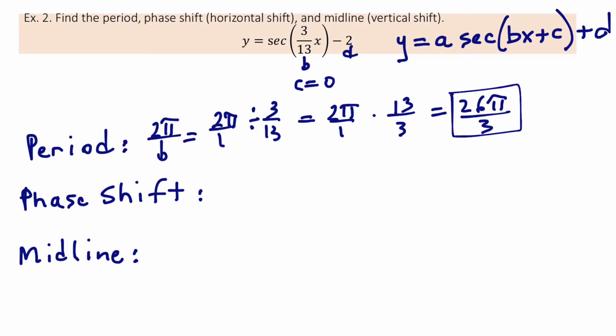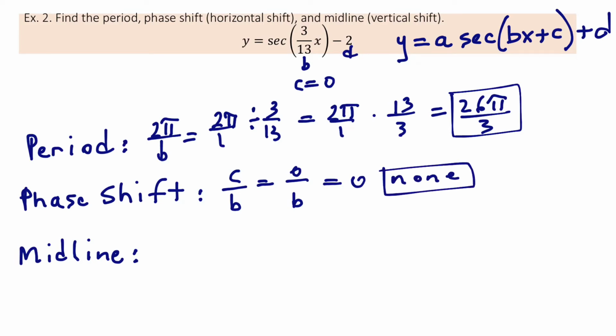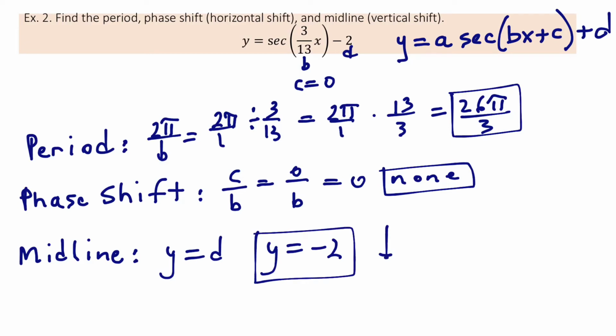Now my phase shift, if my c is 0, that means c over b is 0 over b, which is 0. So there's no phase shift. And my midline is y is equal to d. My d happens to be -2. So here's my midline. So this is down 2.